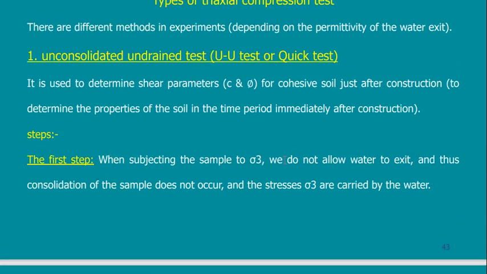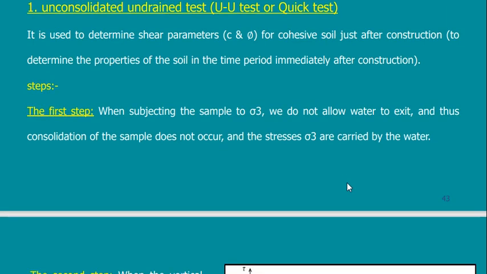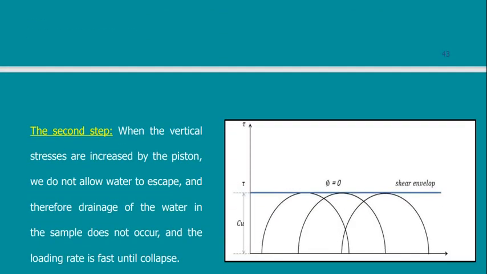This is exactly what I said: sigma 3, I don't allow the water to leave, and sigma 1, I don't allow the water to leave. This is the shape of the test, by the way, the one I've just told you about, that here I have phi equal to 0. Why phi equal to 0? Because water is not allowed to leave. So water is carrying the load. Water has no shear stress.